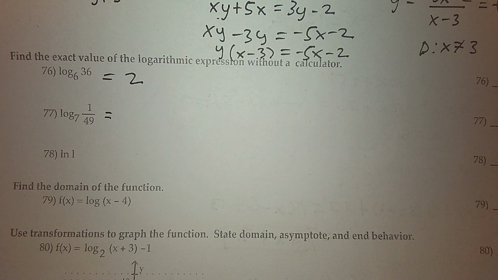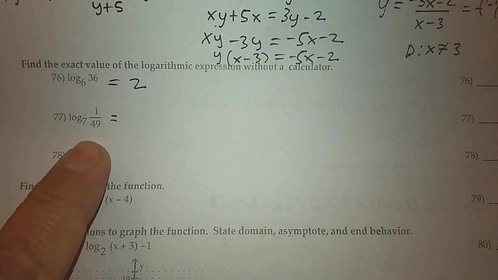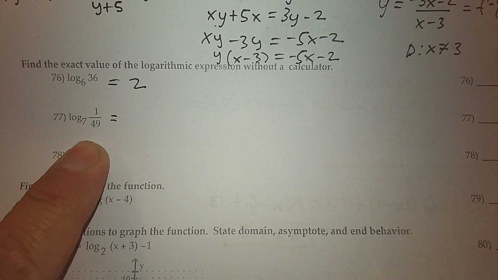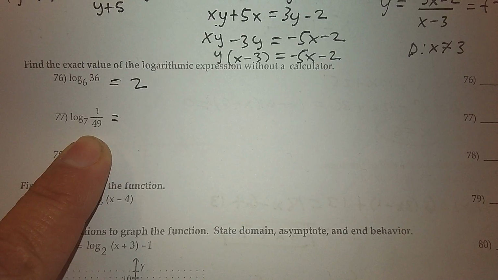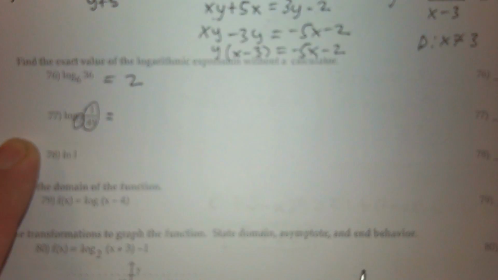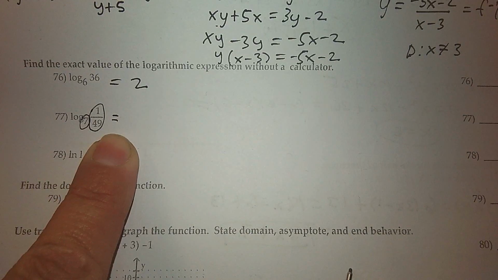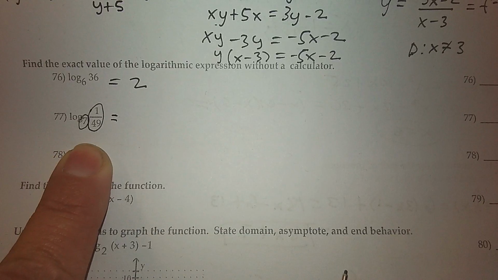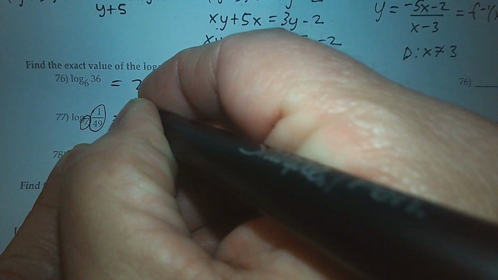There we go. 77. You know what a logarithm is? It's another way to write an exponent. It's the inverse of an exponential. So when I'm evaluating a logarithm, what you're finding is the exponent. So in 77, what's the exponent? The base is 7. The answer is 1 over 49. So what must the exponent be on the base to give you that answer? And it's negative 2. Awesome.